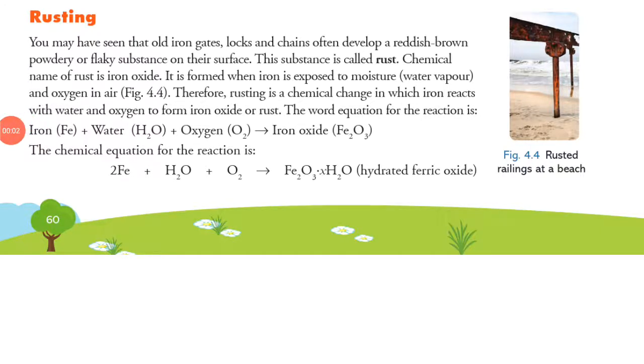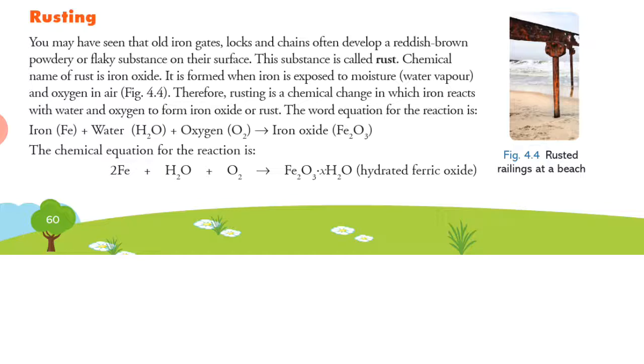Good morning, class 7th. We will continue chapter 4, that is chemical and chemical changes. In this chapter, yesterday we discussed the chemical formula and chemical equation and balancing of chemical equations also. And today we will discuss rusting.